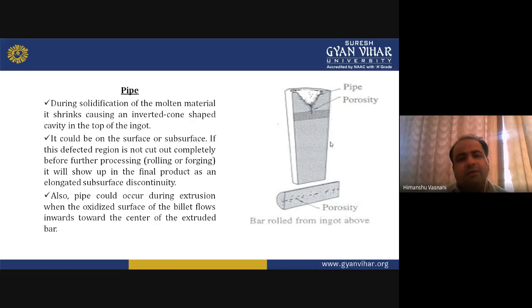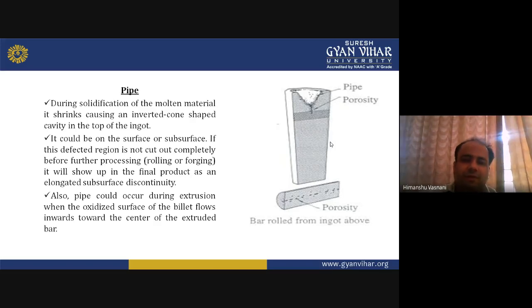Also, a pipe could occur during extrusion, when the oxide surface of the billet flows inwards towards the center of the extruded part. While doing the extrusion process, these kinds of discontinuities like pipe happen. So when such a discontinuity occurs, the area from which this pipe is showing, we can easily remove. We can simply cut that area so that this discontinuity does not affect the manufacturing or processing of the remaining part of the casting.